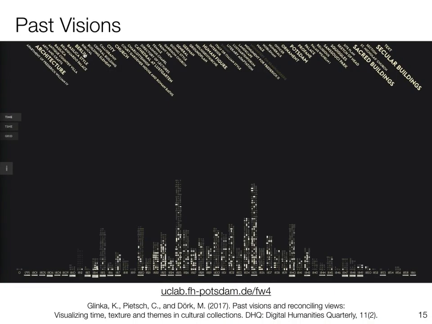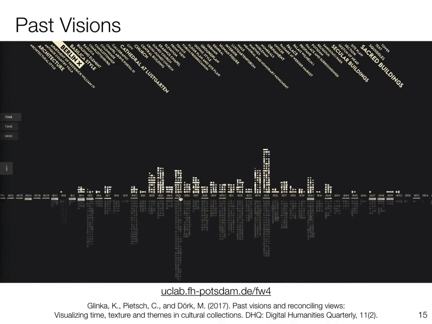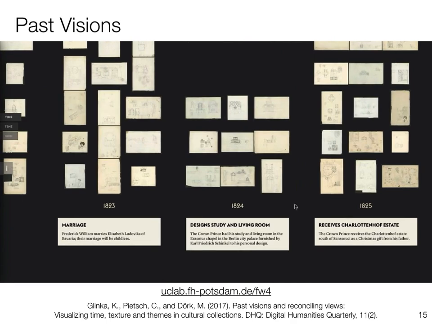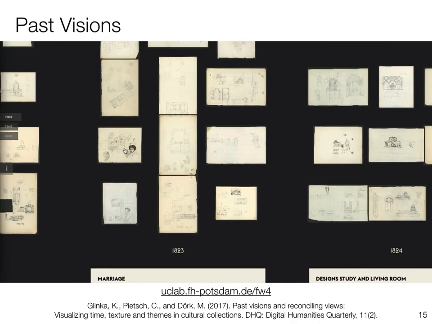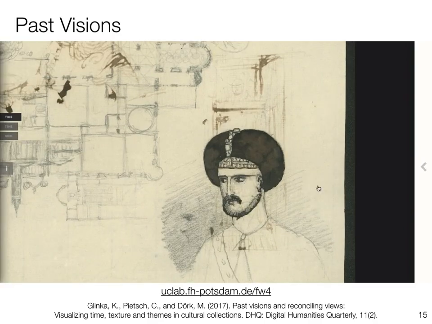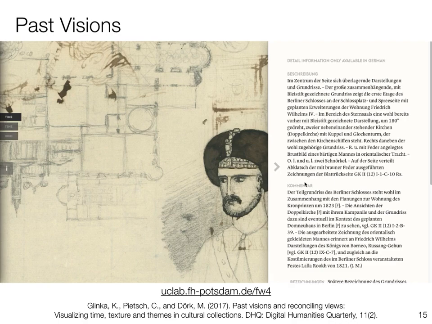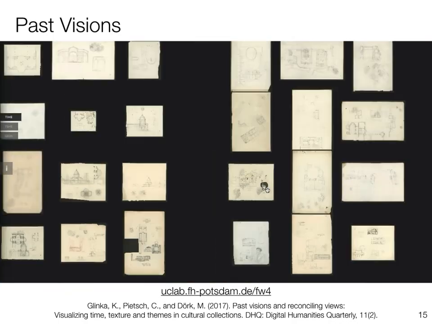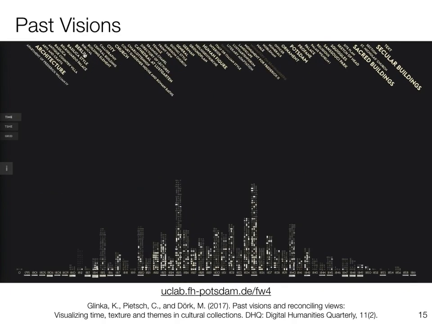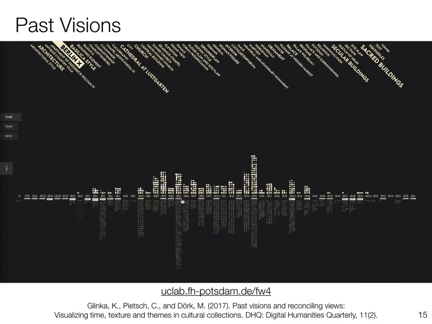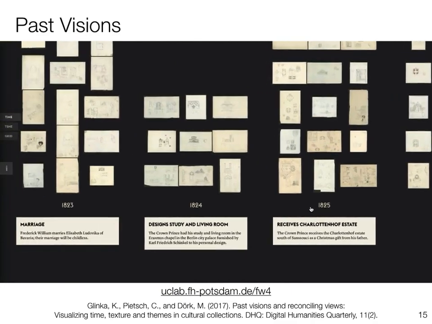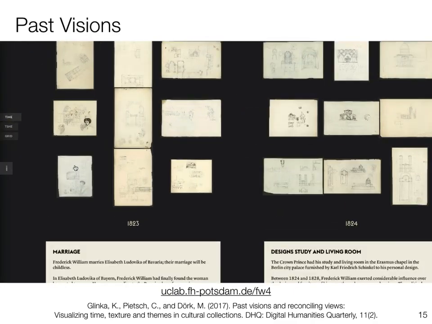We have done a project with the SPSG, the Foundation of Prussian Castles and Gardens, on drawings by Frederick William IV, and they are arranged in a temporal display, and you can zoom into high resolution scans. So this is quite a technically involved project. I mentioned earlier computer graphics, so here it's really important to carefully engineer how the graphics are loaded into the browser and how the details are increased as you zoom in.